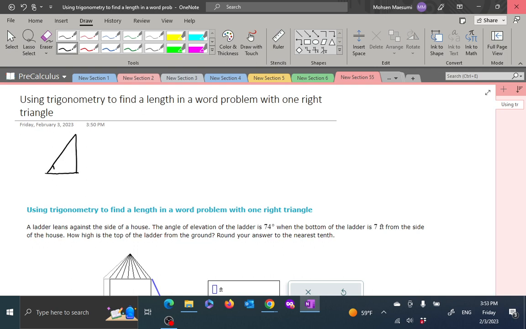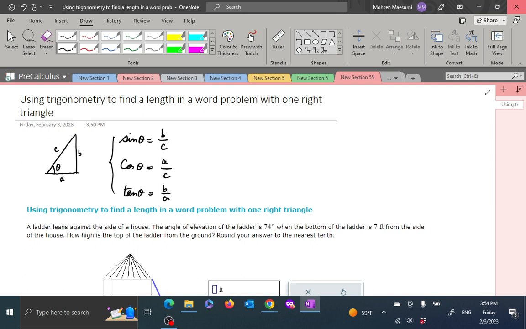We said you have a triangle and some sides here. You remember the sine of an angle was a ratio of opposite to hypotenuse, cosine was a ratio of adjacent to hypotenuse, and tangent was a ratio of opposite to adjacent.